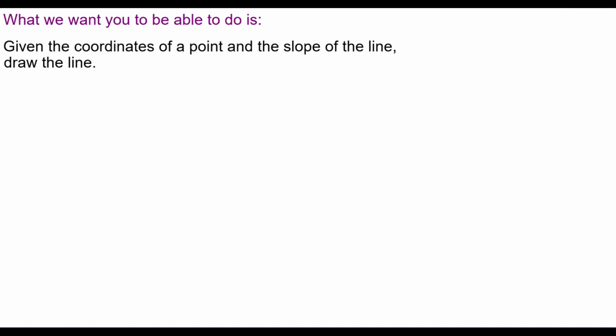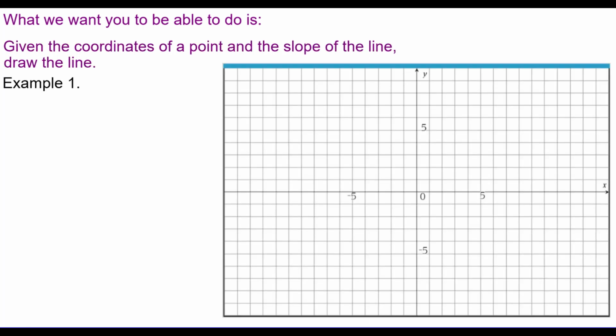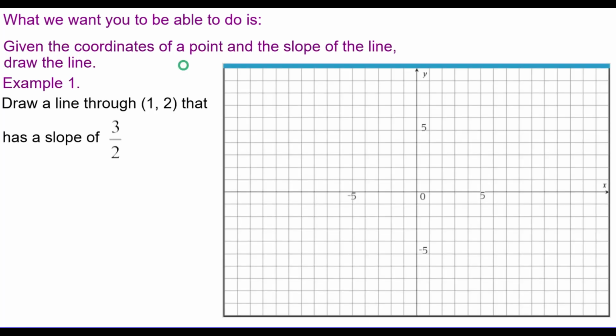What we want you to be able to do is, given the coordinates of a point and the slope of the line, draw the line. For example, draw a line through the point 1, 2 that has a slope of positive 3/2. First of all, we would plot the point 1, 2. Write what the slope means.